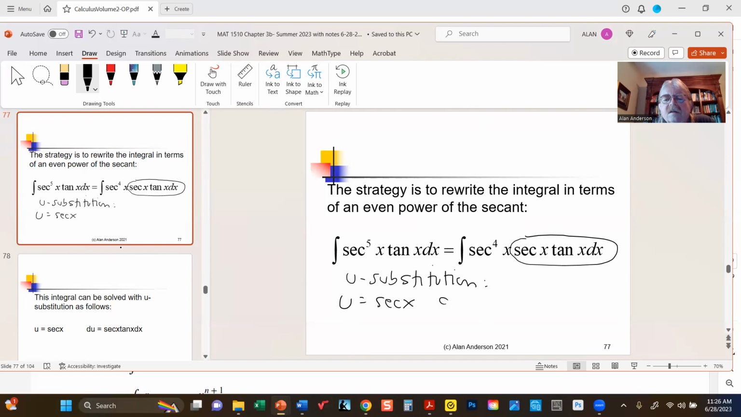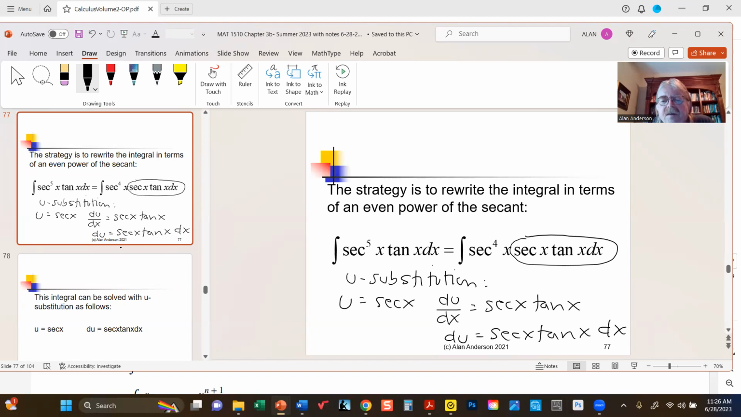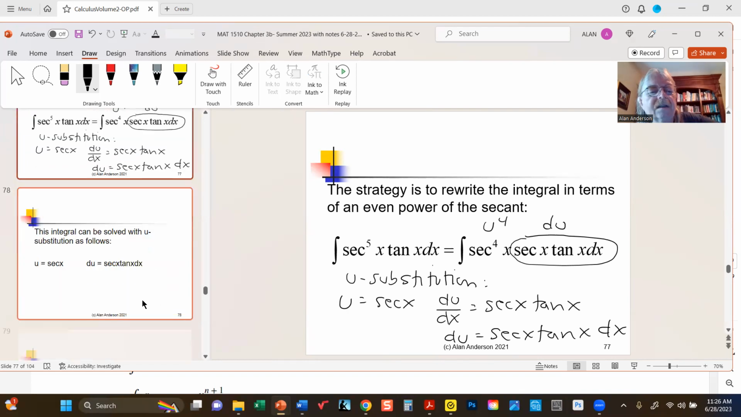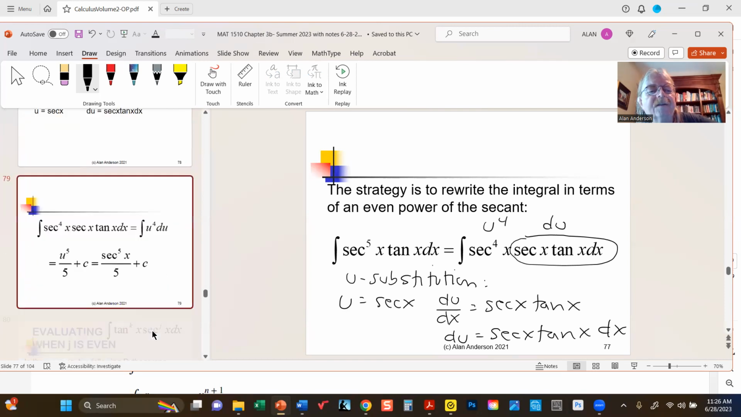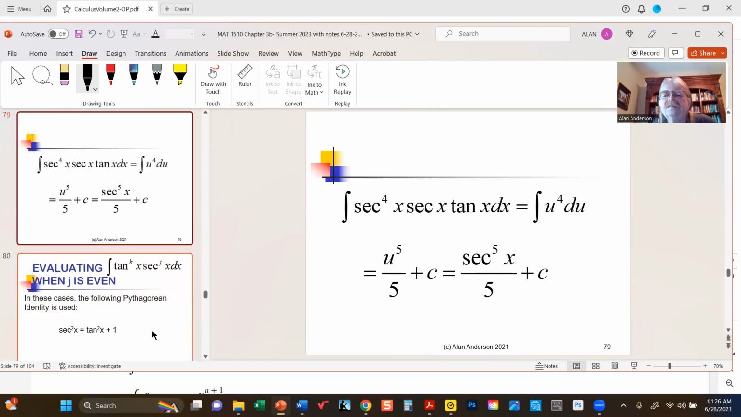And therefore, du/dx is secant x tan x, as we just saw earlier. So that means we can rewrite this as du equals the secant of x times the tangent of x dx. So what do we have here? We've got u to the fourth du. Oh, and that's so easy to solve for. Okay, and that's exactly what we have. u to the fourth du.